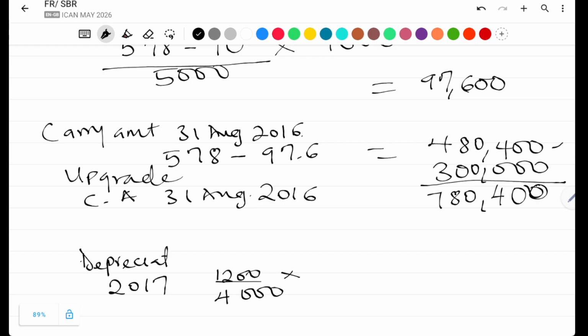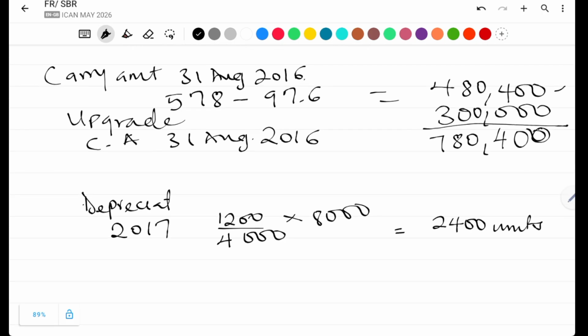Like imagine somebody gets 2 over 10 in an exam and you want to convert it to 15. What do you say? 2 over 10 times 15. That's what you do. So I want to convert 1,200 over 4,000 to 8,000. So I'm going to say 1,200 divided by 4,000 times 8,000. That's just math. No big deal. So if you multiply that, you notice the unit used, because we need to find the unit used before we begin to even calculate depreciation. Unit used in 2017 is 2,400.